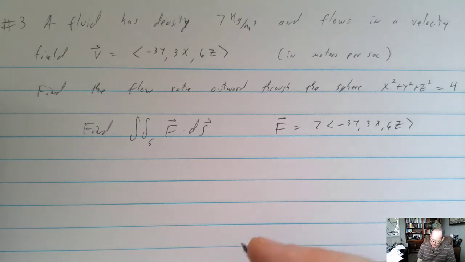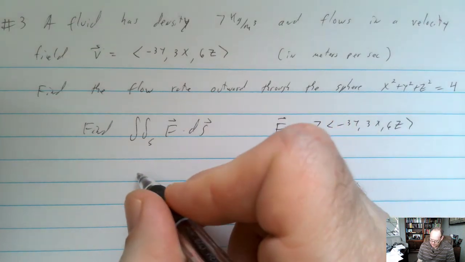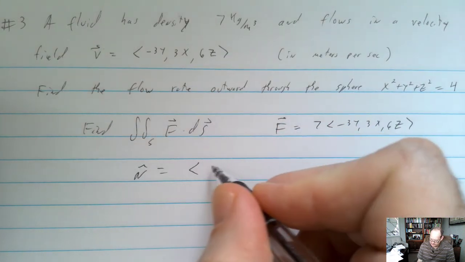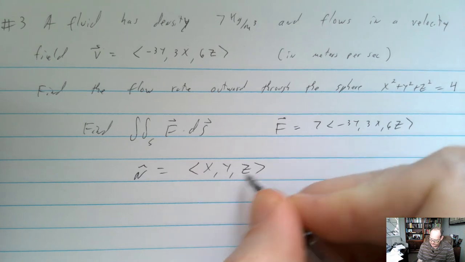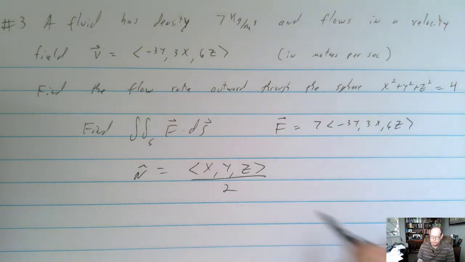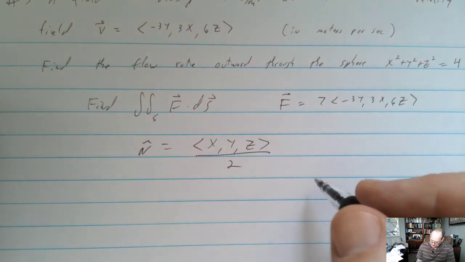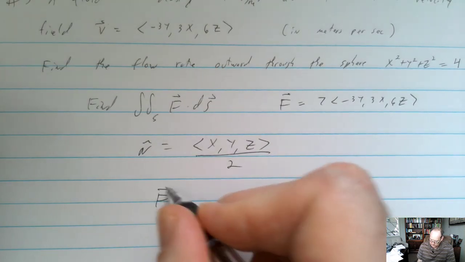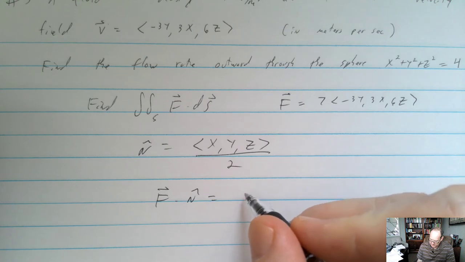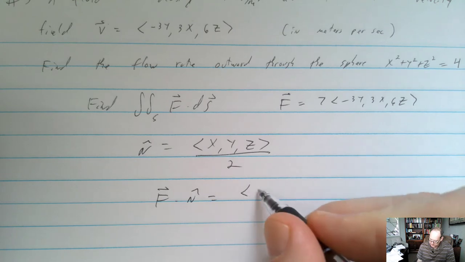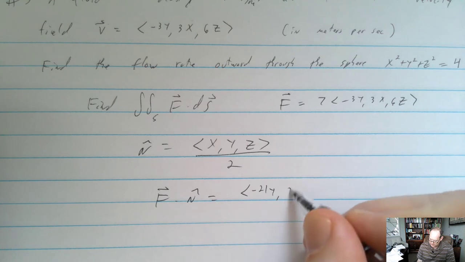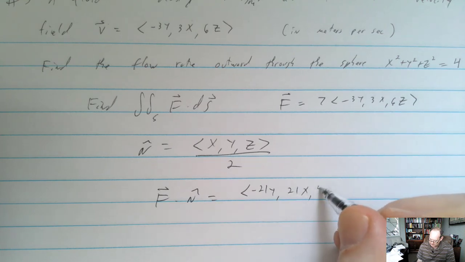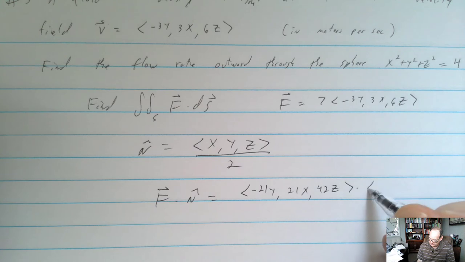All right, the unit normal for a sphere, since it's centered at the origin, is just x, y, z divided by its radius, which will be 2 for this sphere. So if I look at the dot product, F dot n is going to be, put it this way, negative 21y, 21x, 42z dot x, y, z over 2.